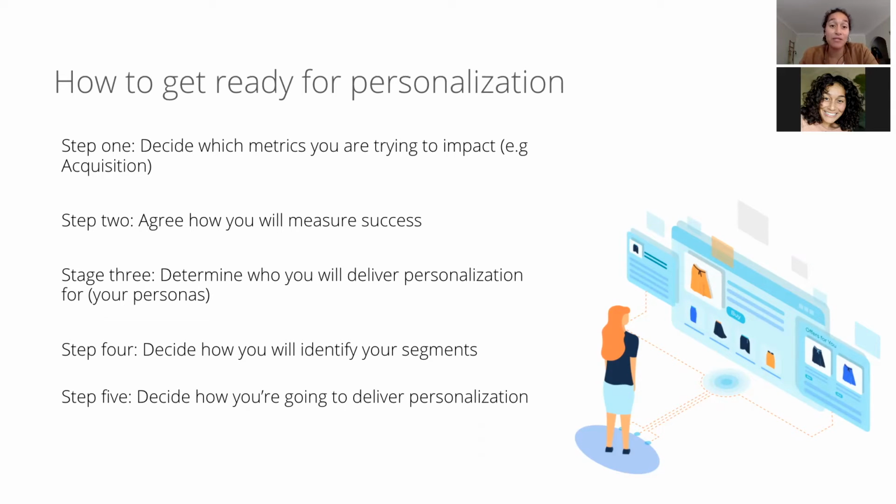And that third step is to determine who your personas are. Who are you personalizing the search results for? Once you know the metric you're trying to impact, this is usually an easy decision to make. Then you need to decide, how will you identify your segments? Remember, the most straightforward way is to simply ask them like Amazon does, but you can also do some things with rules based on location or whether they come in from a specific campaign.